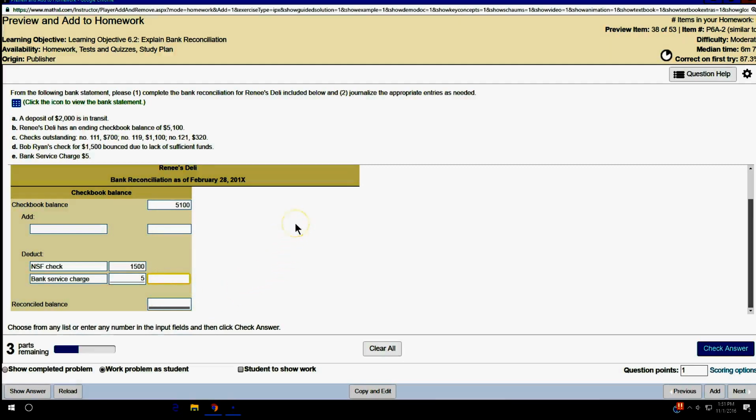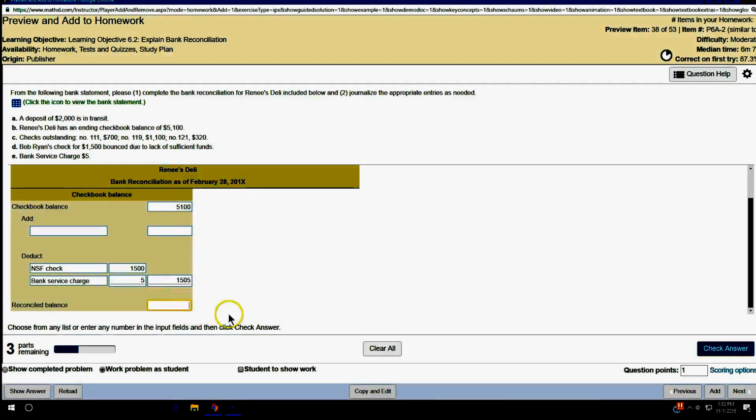Okay, so there's a total of $1,505 that has been deducted, so what we need to do is subtract the $1,505 from the $5,100, and that amount is $3,595. So that should be correct, unless I did something wrong. There were no additions to the checkbook side.